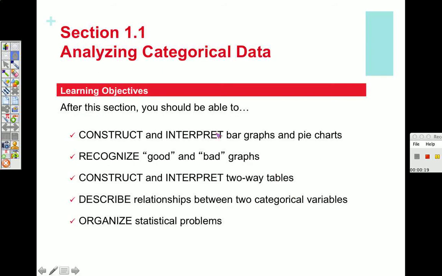So we've got these learning goals, these learning objectives. We're going to split this into two parts. We're going to look at constructing and interpreting bar graphs and pie charts, and then talking about good and bad graphs. The two-way tables we're going to look at in the second video.